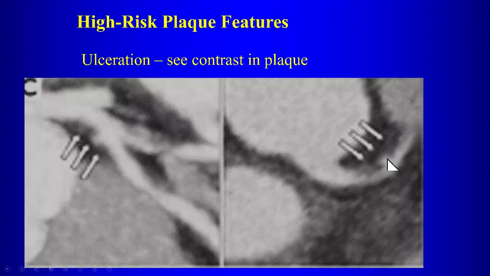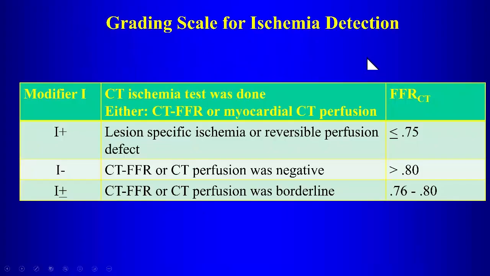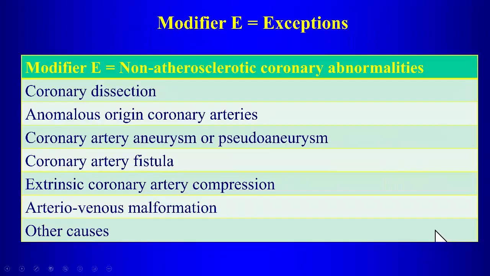If you happen to see ulceration within a plaque, that's also a high-risk feature, although that's pretty rare to actually demonstrate on CT. There is a grading scale too if you happen to do fractional flow reserve with your CT scan, and we'll talk about what that means, but there are these values for fractional flow reserve that give you an indication of ischemia. And that also you can indicate in the score. And a little bit later on in the lecture, we'll talk about this and what these numbers mean as far as fractional flow reserve.